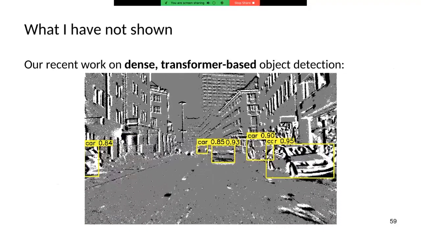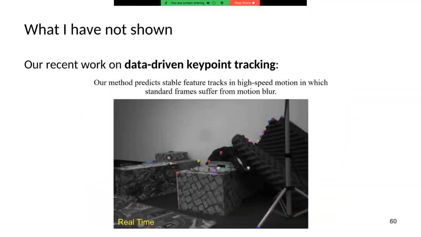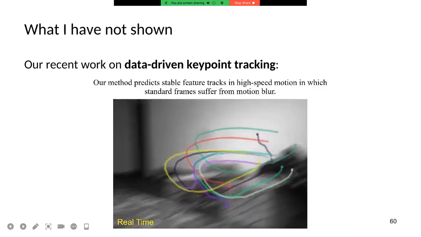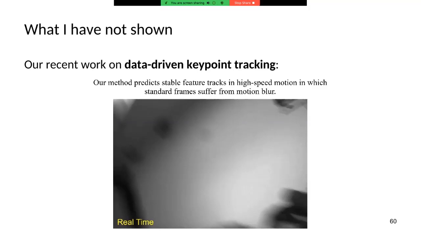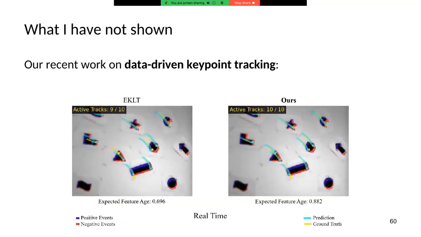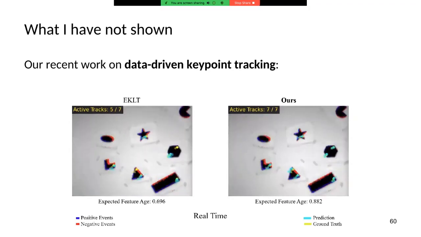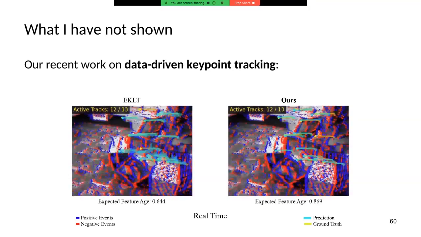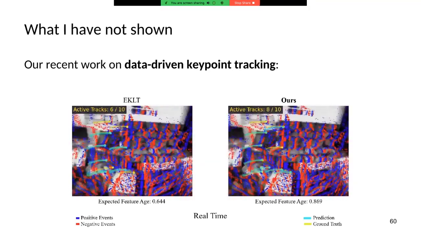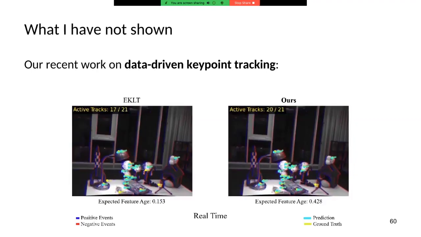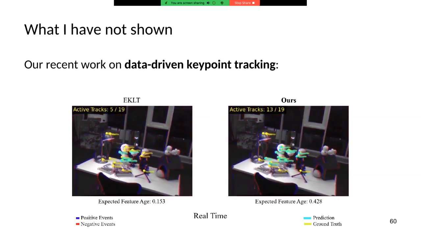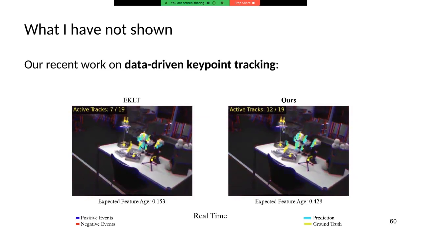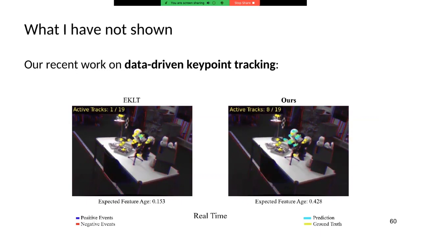And other work on data-driven key point tracking. So here the task is to track points in space and time, given, for example, a single frame. And this typically has been done with model-based methods where we model the event generation model, or we use the event generation model to predict these trajectories. For the first time, we also found a way to do this in an event-driven fashion.